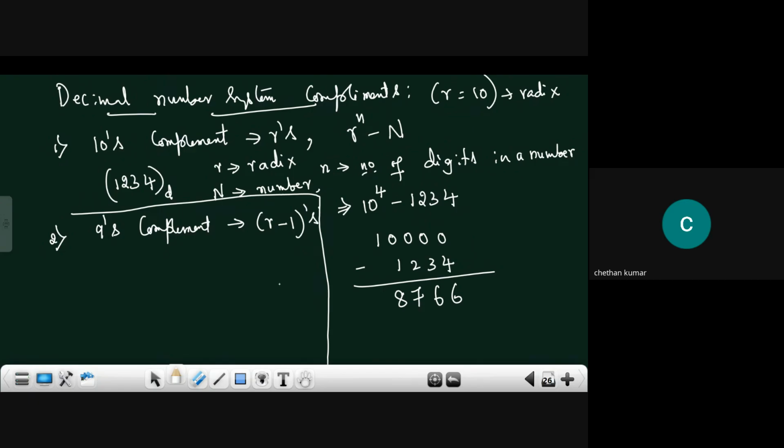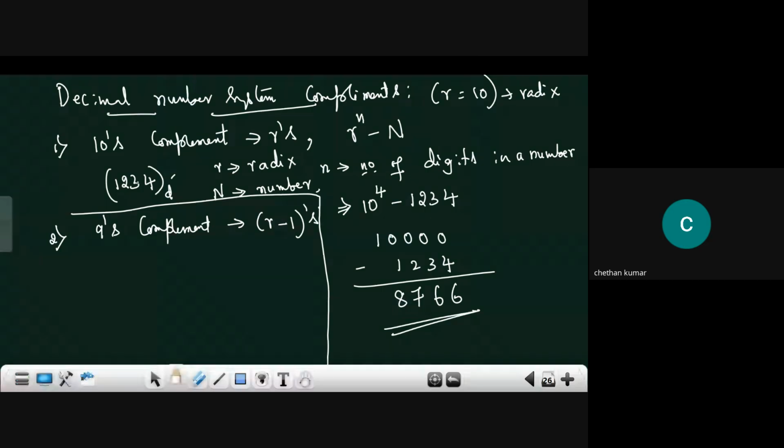How to find out the tens complement of the number is nothing but r to the power of n minus N, capital N. What does capital N mean? Number. And small n means what? Number of digits. So if the digits are 4, you can represent 10 to the power of 4 minus a number. That is the complement of this number, which is nothing but 8766. How to understand? Then how to represent the nines complement?